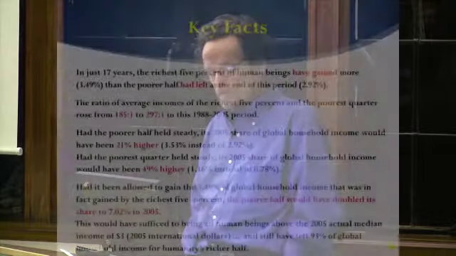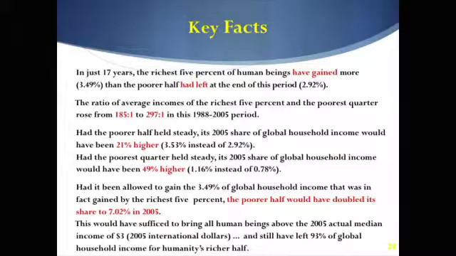Had the poorer half been allowed to gain the same 3.5% that was in fact gained by the top 5%, the bottom half would have doubled its share of global household income and would have broken through the $3 mark, which is, in 2005, the end of the period, the median income. So in 2005, everybody could have been at or above the median income of that time if the 3.5% gain had gone to the bottom half instead of to the top 5%.